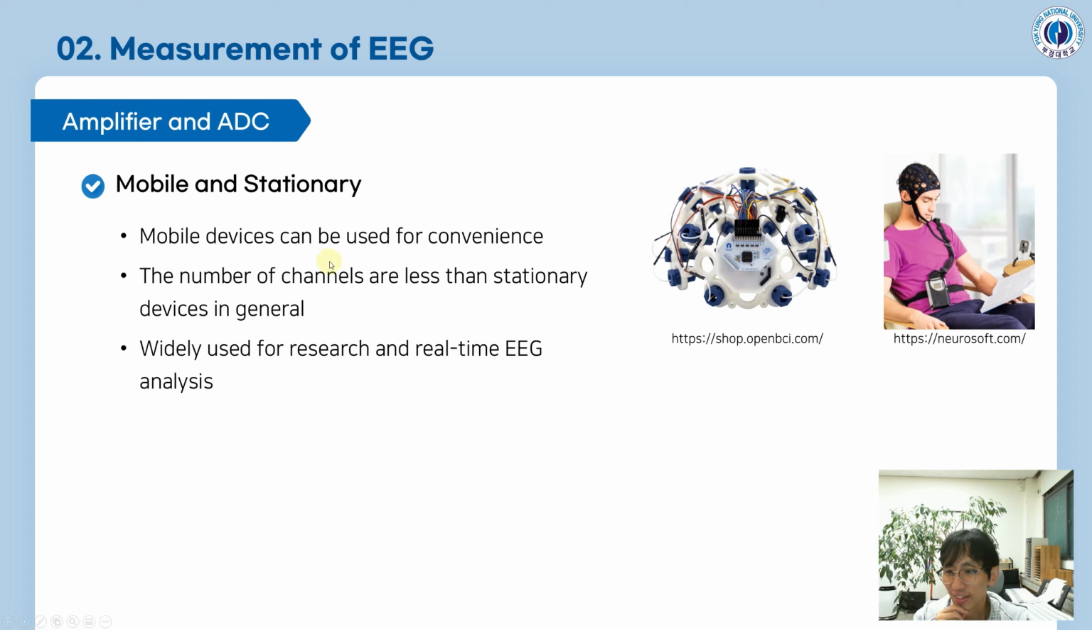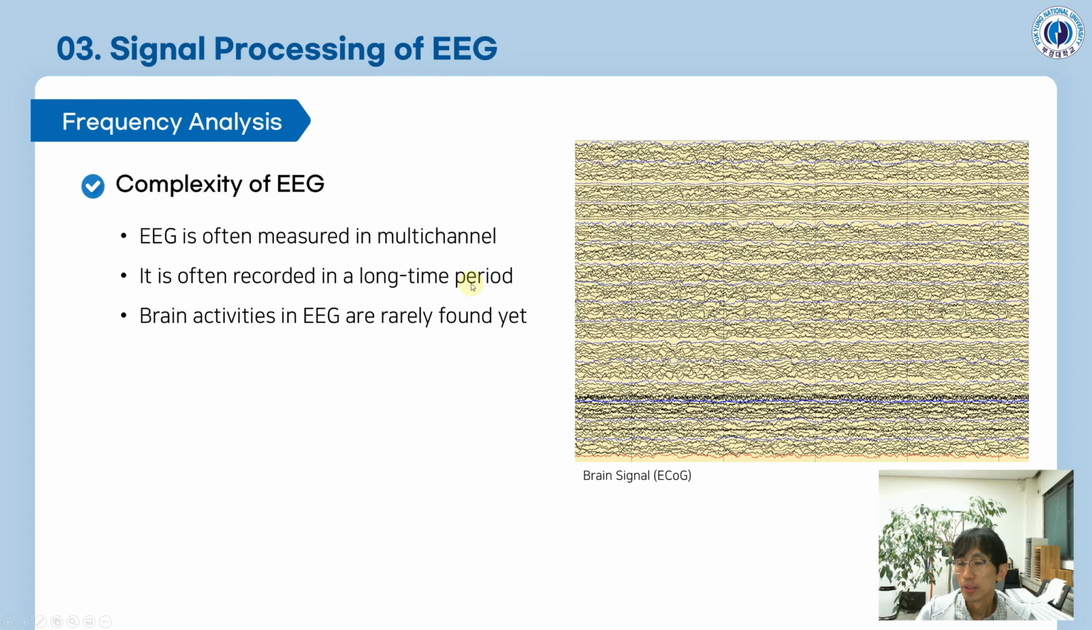Okay, and these mobile devices are good when you are trying to record the EEG, our brain activities, during our real-time activities, like when you are moving outside, or when you are freely reading some books. These devices are pretty good because you can move freely with them.